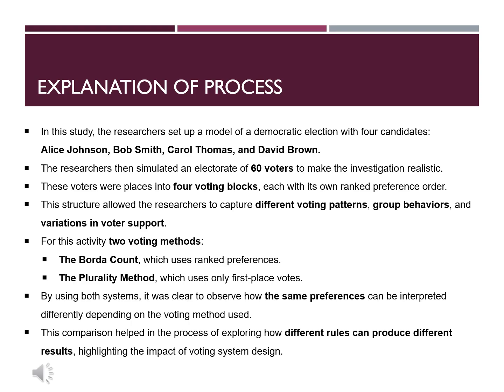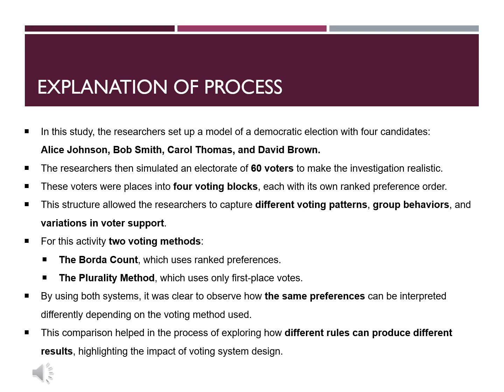Explanation of process. In this study, the researchers wanted to understand how different voting methods can affect the outcome of an election. To do this, we created a model of a democratic election using 4 fictional candidates: Alice Johnson, Bob Smith, Carl Thomas, and David Brown. To make our investigation more realistic, the researchers simulated a group of 60 voters.